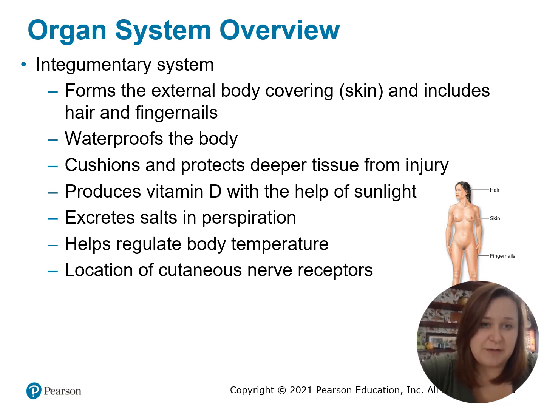So the first one we're going to talk about is the integumentary system. This is going to form the external covering of the body, right? This is our skin. It's going to include our hair and our fingernails. The point in this system is primarily to waterproof and protect the body. It's going to cushion and protect our deeper tissues from injury. It is also going to help us with synthesis of vitamin D. We're going to do that with the help of sunlight. And we can also excrete salts and perspiration.